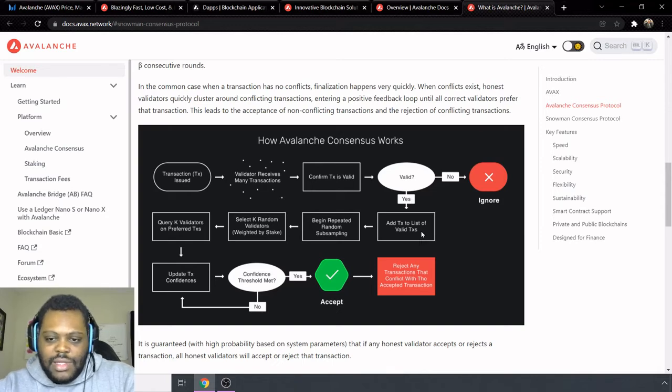Once it's approved, then the TX is added to the valid TXs, which basically means it's received and added to the list. Begin repeated random subsampling. You select K random validators weighted by stake, and then query K validators on preferred TXs and update TX confidences. And then it runs through another logic loop, or feedback loop, if you want to call it that, where the confidence threshold is met. If yes, then accepted. And then it says reject any transactions that conflict with the accepted transaction.